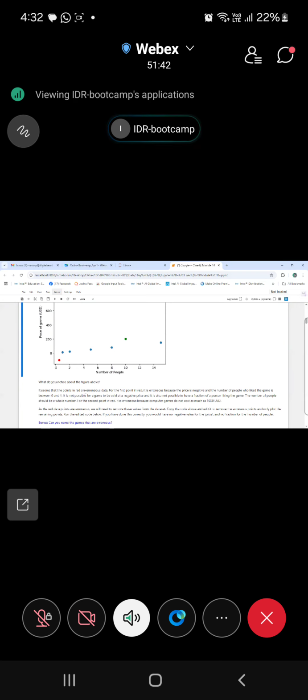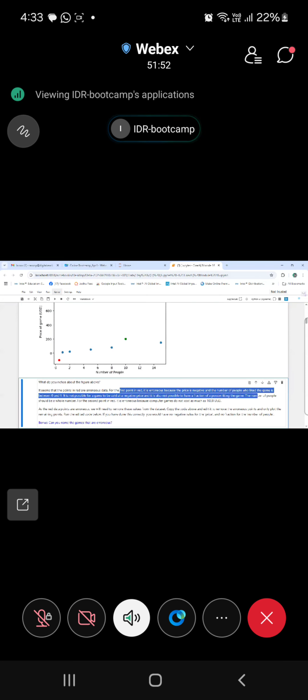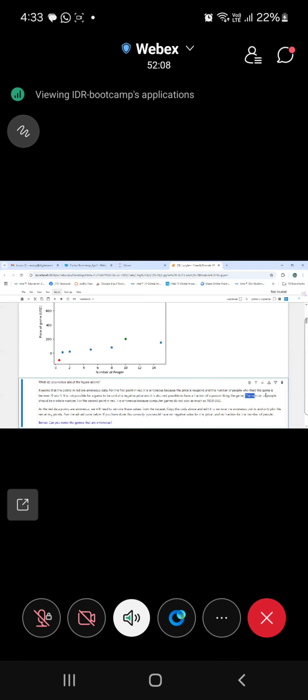Okay. So if you see over here, they have explained it very nicely. Students, you need to have this habit. The first point in red is erroneous because the price is negative and the number of people who like the game is 0.5. Is it possible for a game to be sold at a negative price? It is also not possible to have a fraction of a person liking the game. The number of people should be a whole number. The second point in red is erroneous because a computer game does not cost as much as 1000 USD.